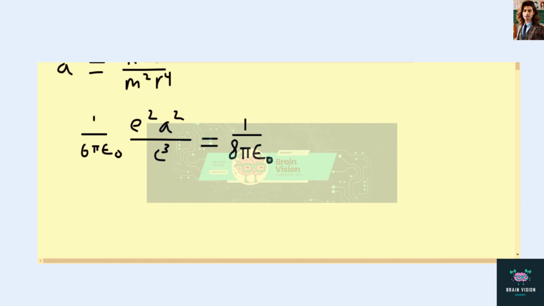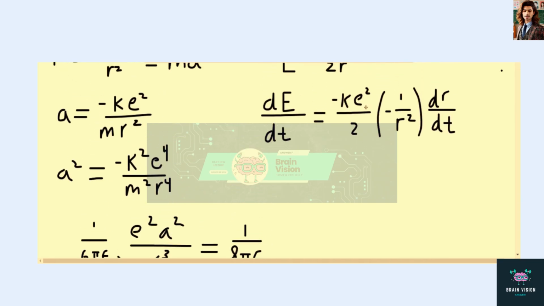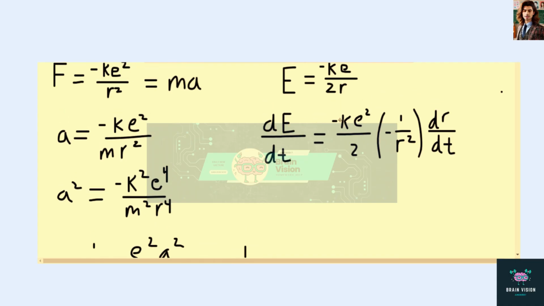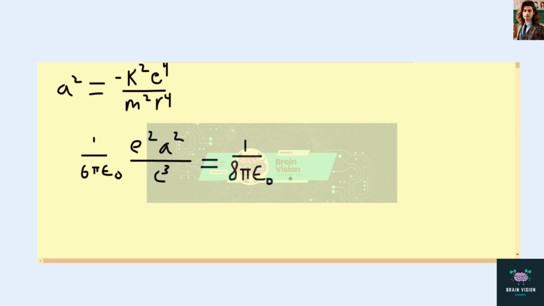The reason it's equal to 1 over 8 pi epsilon naught here is because k is equal to 1 over 4 pi epsilon naught. And so we replace k with 1 over 4 pi epsilon naught, and then you also have this 2 down here. So that gives you 1 over 8 pi epsilon naught. It's multiplied by e squared over r squared. So the negative signs canceled out. dr/dt.